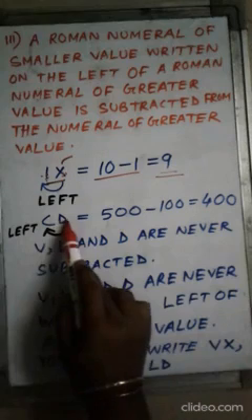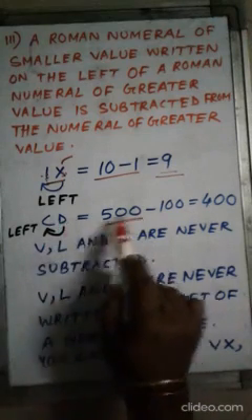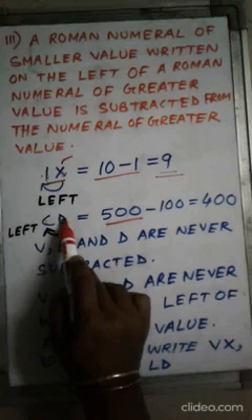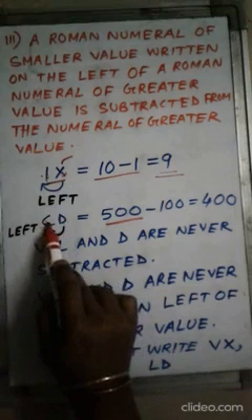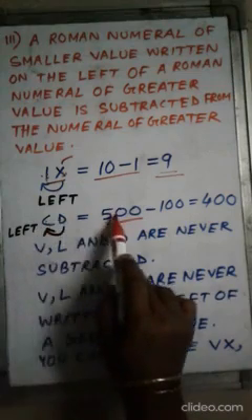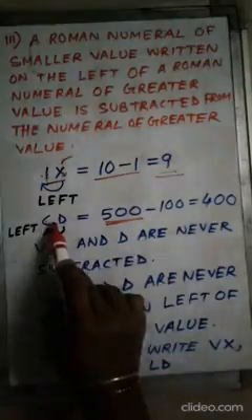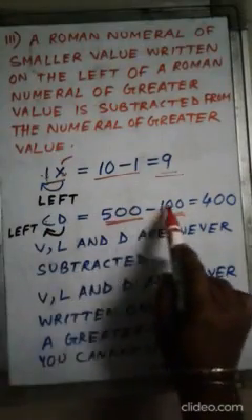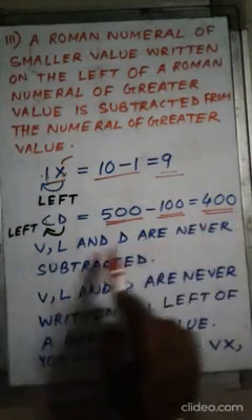For this, D represents 500. The smaller value is written on the left side of the greater value. C is 100, and C is less than D. So 500 minus the value of C, that is 100, a century. So 500 minus 100 is 400.